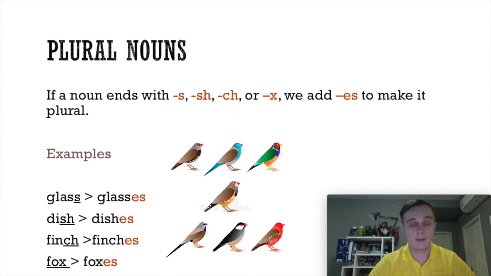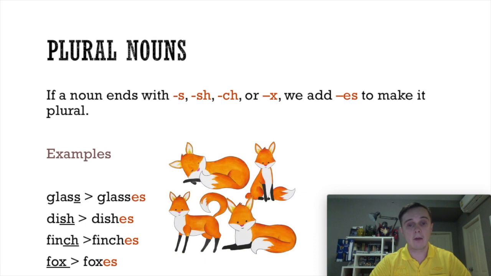Finch. A finch is a type of bird. It ends with ch, so we add es to make it plural. And the noun fox ends with the letter X, so again we make that plural by adding es, not just s.